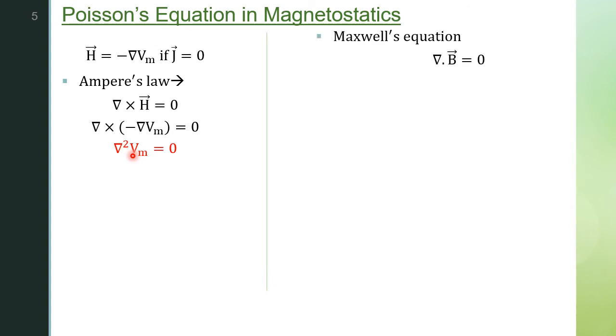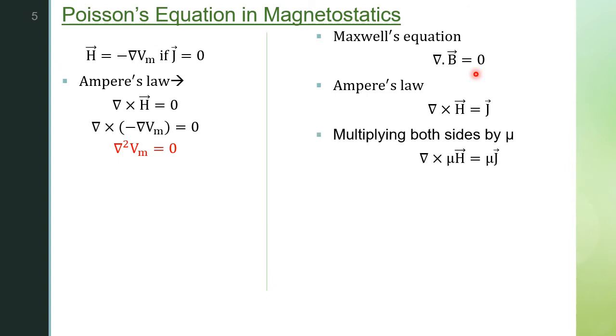Now considering Maxwell's equation del dot B equal to 0, the Gauss law for magnetostatics, and according to Ampere's law, del cross H equal to J. When we multiply both sides by mu, we get del cross mu H equal to mu into J. Now, what is mu into H? It is B. So, del cross B equal to mu into J. Now, B can be expressed as del cross A. So del cross del cross A equal to mu into J.